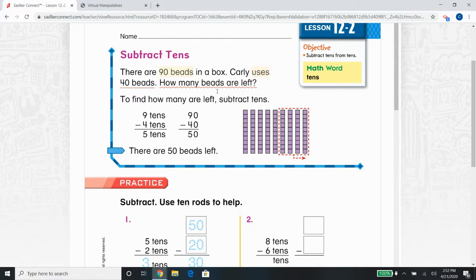And then it says how many beads are left. They know this. The key word is left. We talk about that all the time. When we hear the word left, it's typically something where we're going to have to be subtracting in the problem.